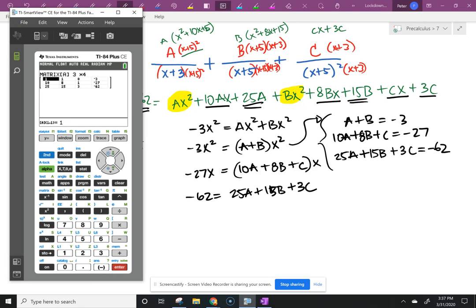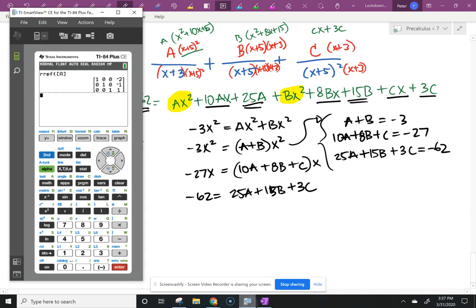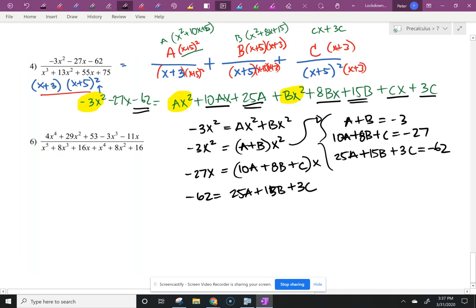And lo and behold, I'm going to quit out and I'm going to solve this. Now, what am I going to do? I'm going to go second matrix, over to math, and go to RREF. I will call up second matrix A, and it will solve it. And lo and behold, it says negative 2, negative 2, and 1. A is negative 2, B is negative 2, and C is 1.